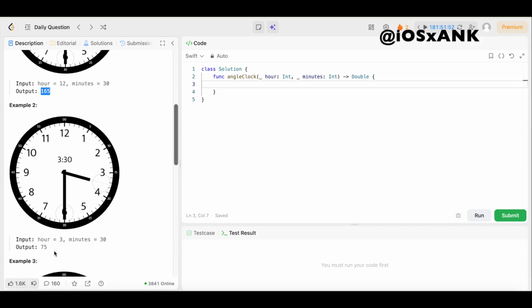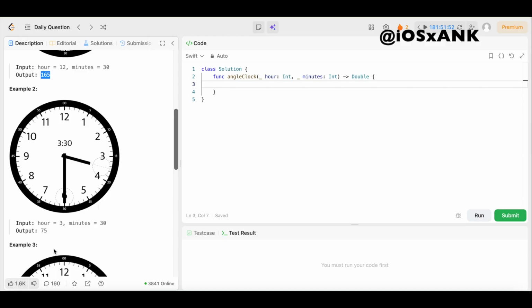Now, just in case that didn't make sense, let's take a look at example 2. Our input is hour equals 3, minutes equals 30. So it's 3:30, and this is the angle we want. The output is 75, meaning this angle is 75 degrees. It's almost 90 degrees, as it would be if the hour hand was still at 3, but it's not. It's 75 because the hour hand has already started moving clockwise, because we're at 3:30.